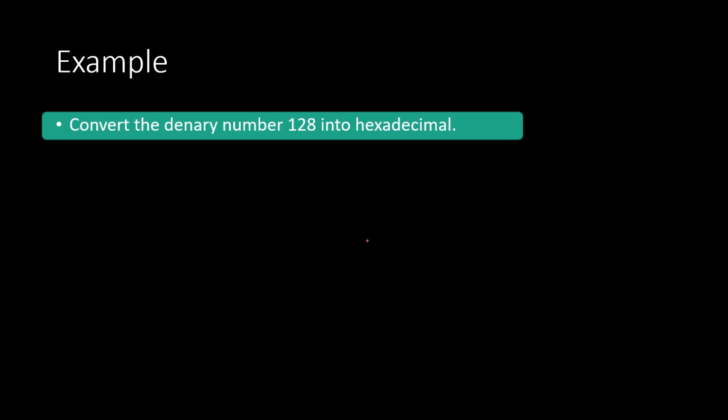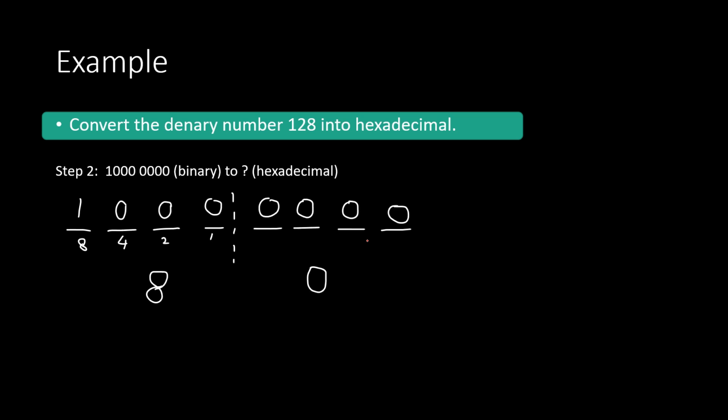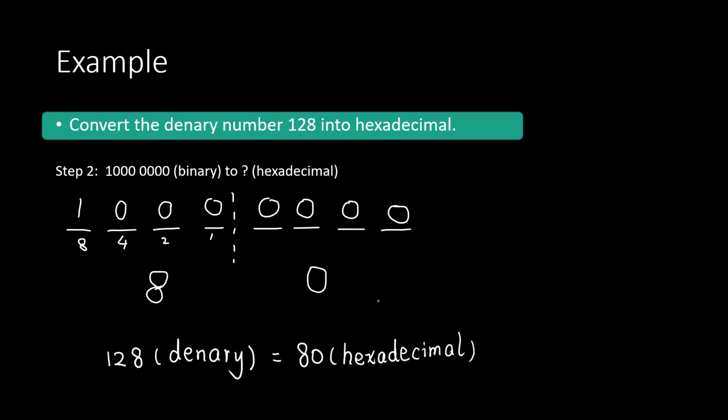And then for step 2, we convert this binary number into hexadecimal. We group them in 4-bit groups, and we see the left-hand side 4 bits have a value of 8, and the right-hand side 4 bits have a value of 0. So we have 80. So 128 in Denary corresponds to 80 in hexadecimal.